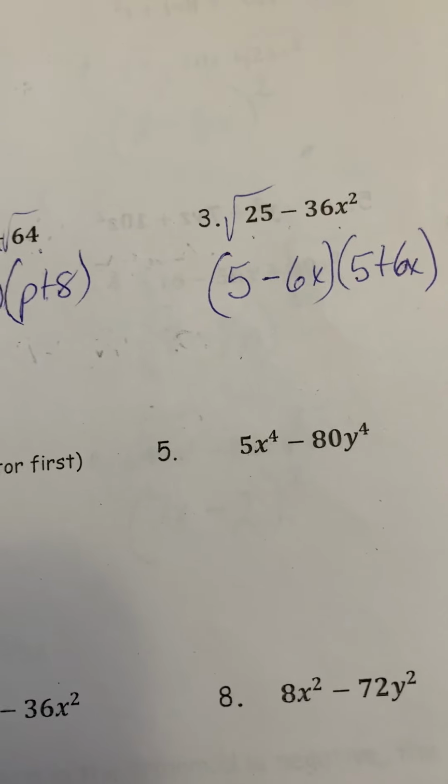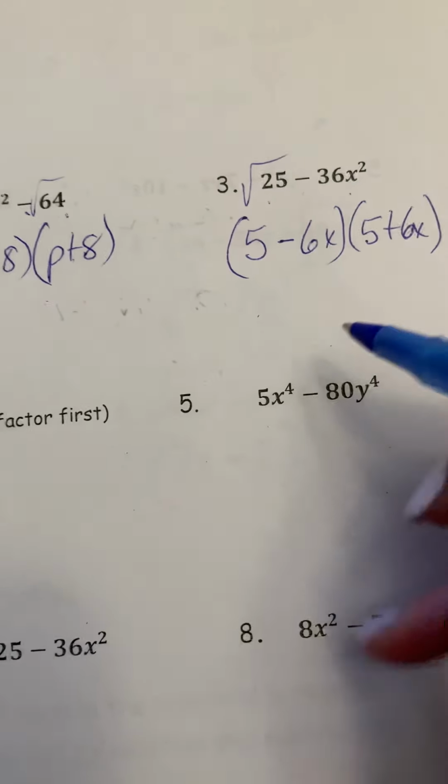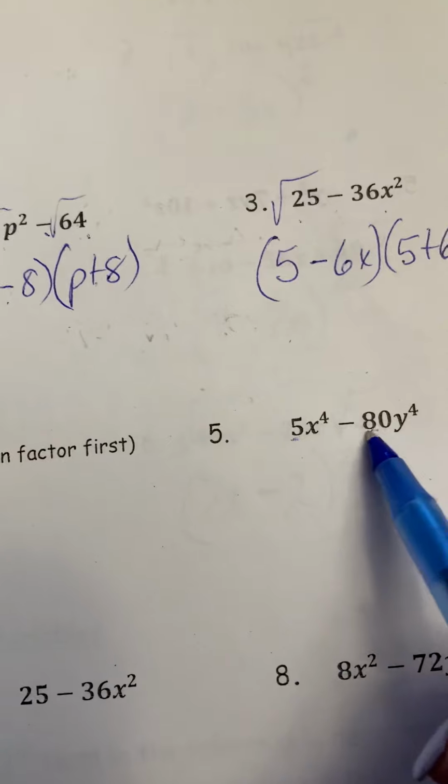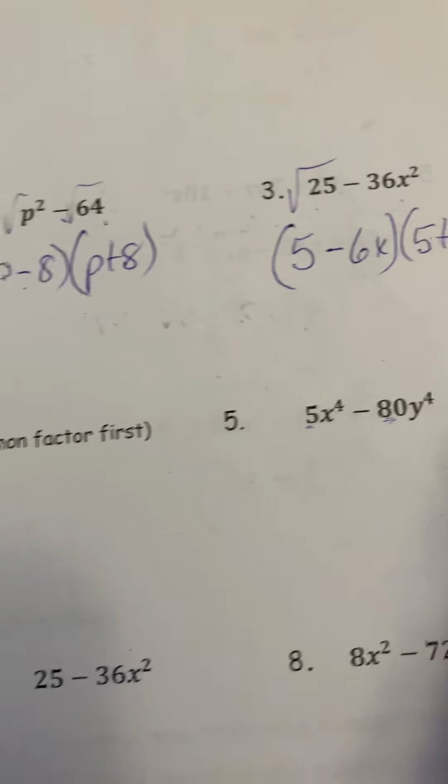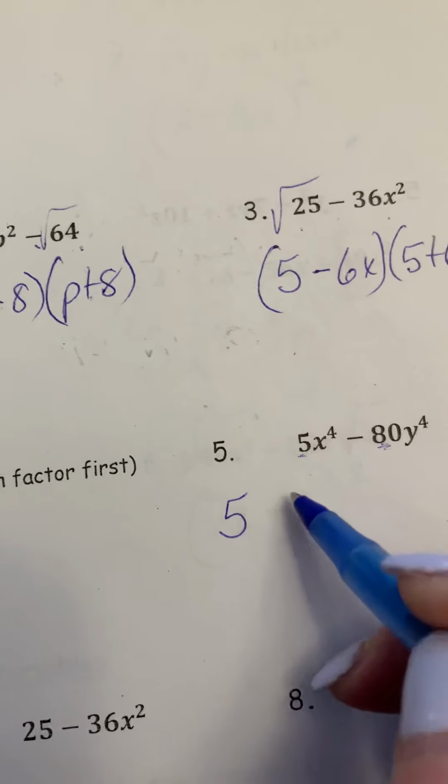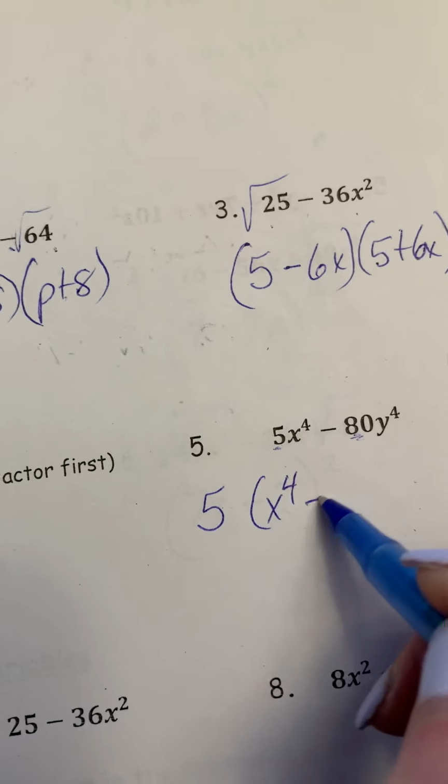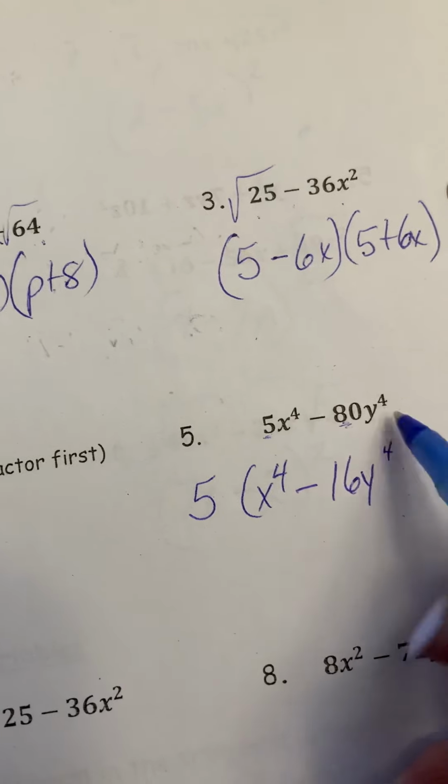Okay, so now here, looks like it might be a difference of squares, except that 5 and 80 are not perfect squares. And then you think to yourself, is there something I can do? Well, 5 and 80 have a greatest common factor, 5, and you're left with x to the power of 4 minus 16y to the power of 4.